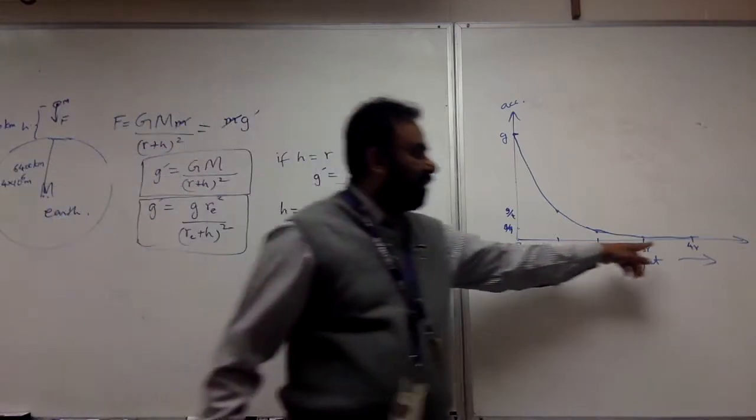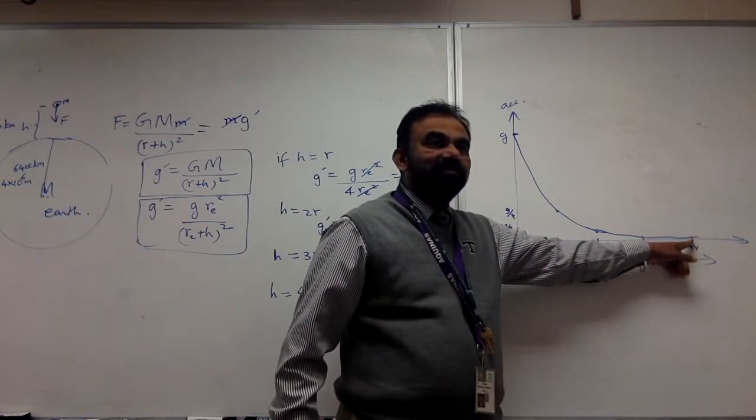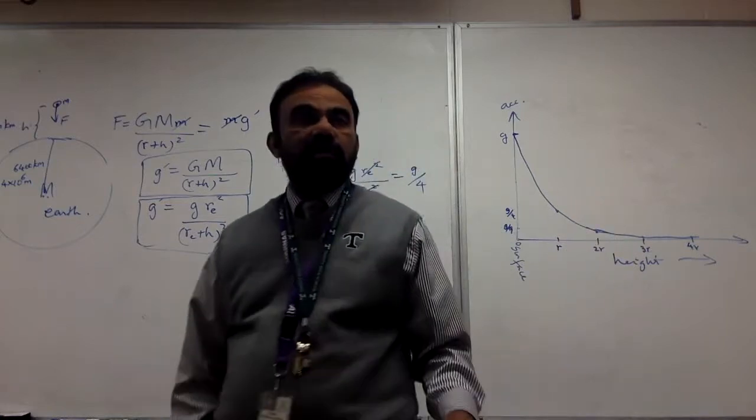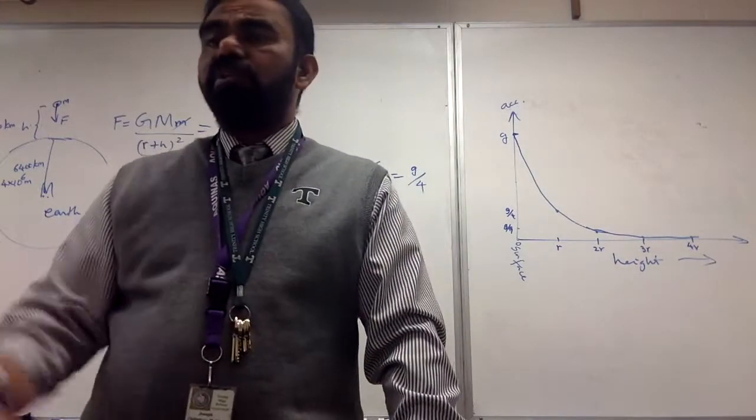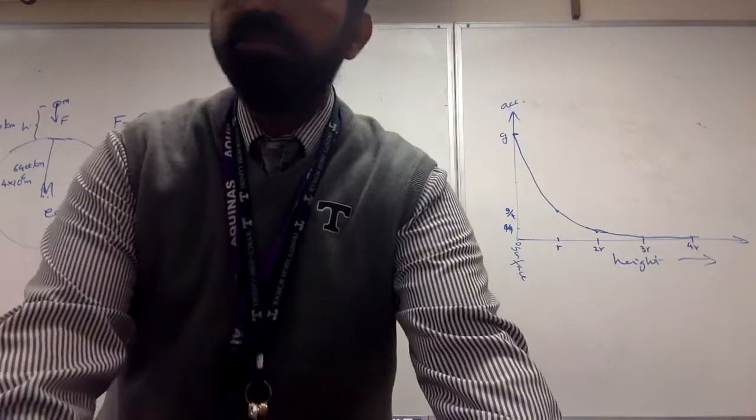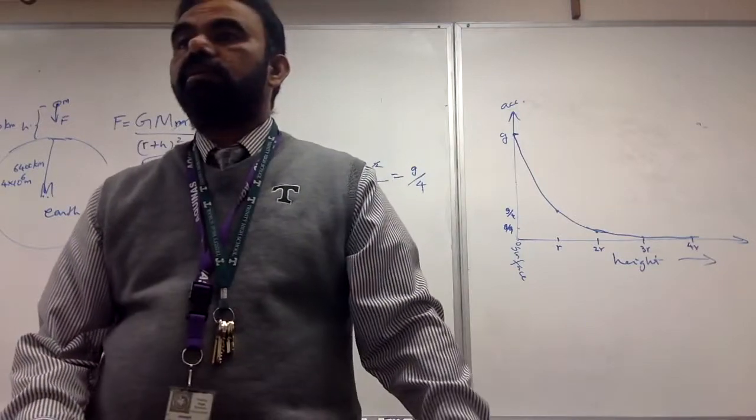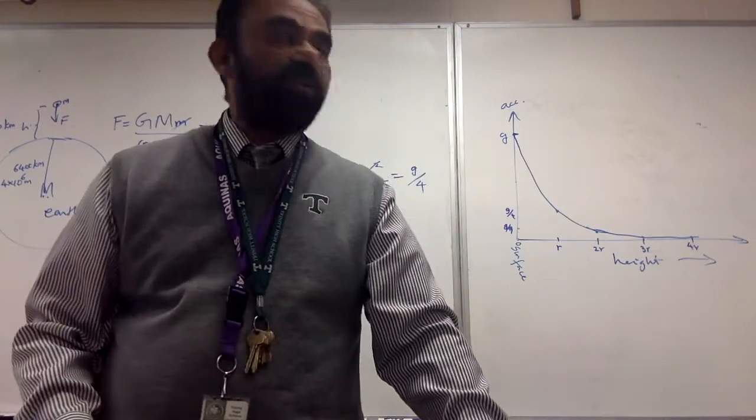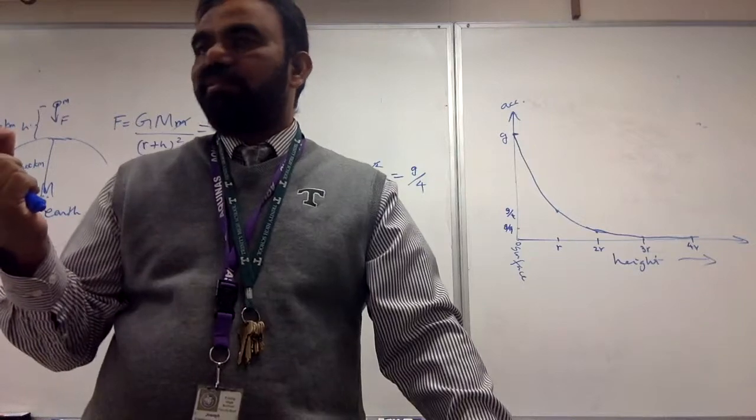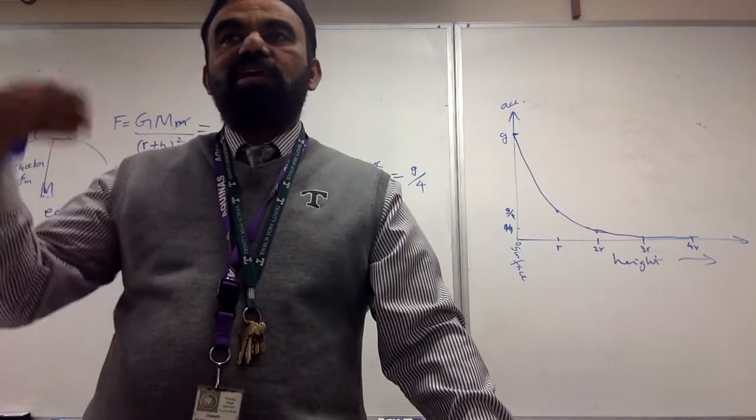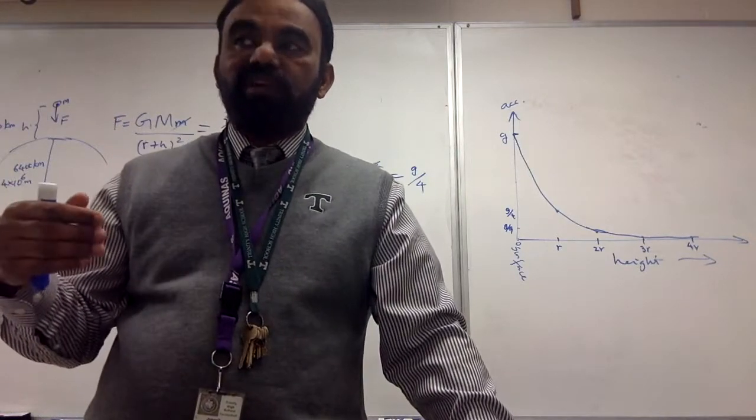So what is the acceleration due to gravity here, at a distance of 4r? 4 times 6,400. 0.39 meters per second square. Pretty small. So you can see how the acceleration due to gravity value goes down.